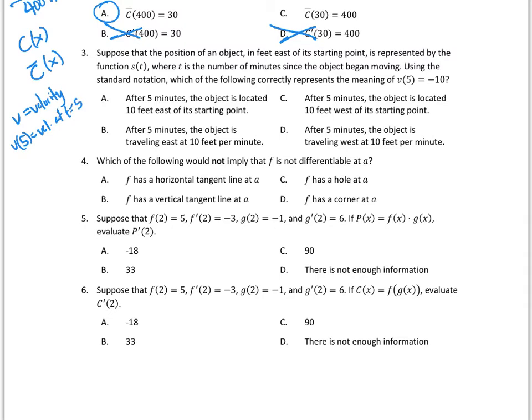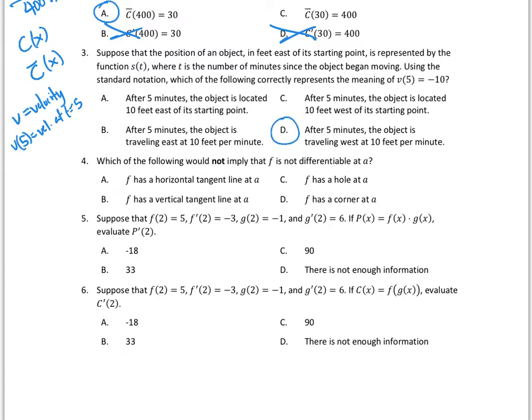So after 5 minutes, what are we being told about the velocity? Well, the velocity tells us the rate and the direction in which the object is moving. Since the velocity is negative, the object is moving in the negative direction, which in this case means west. So we're being told that after 5 minutes, the object is traveling west at 10 feet per minute, and so that's option D.